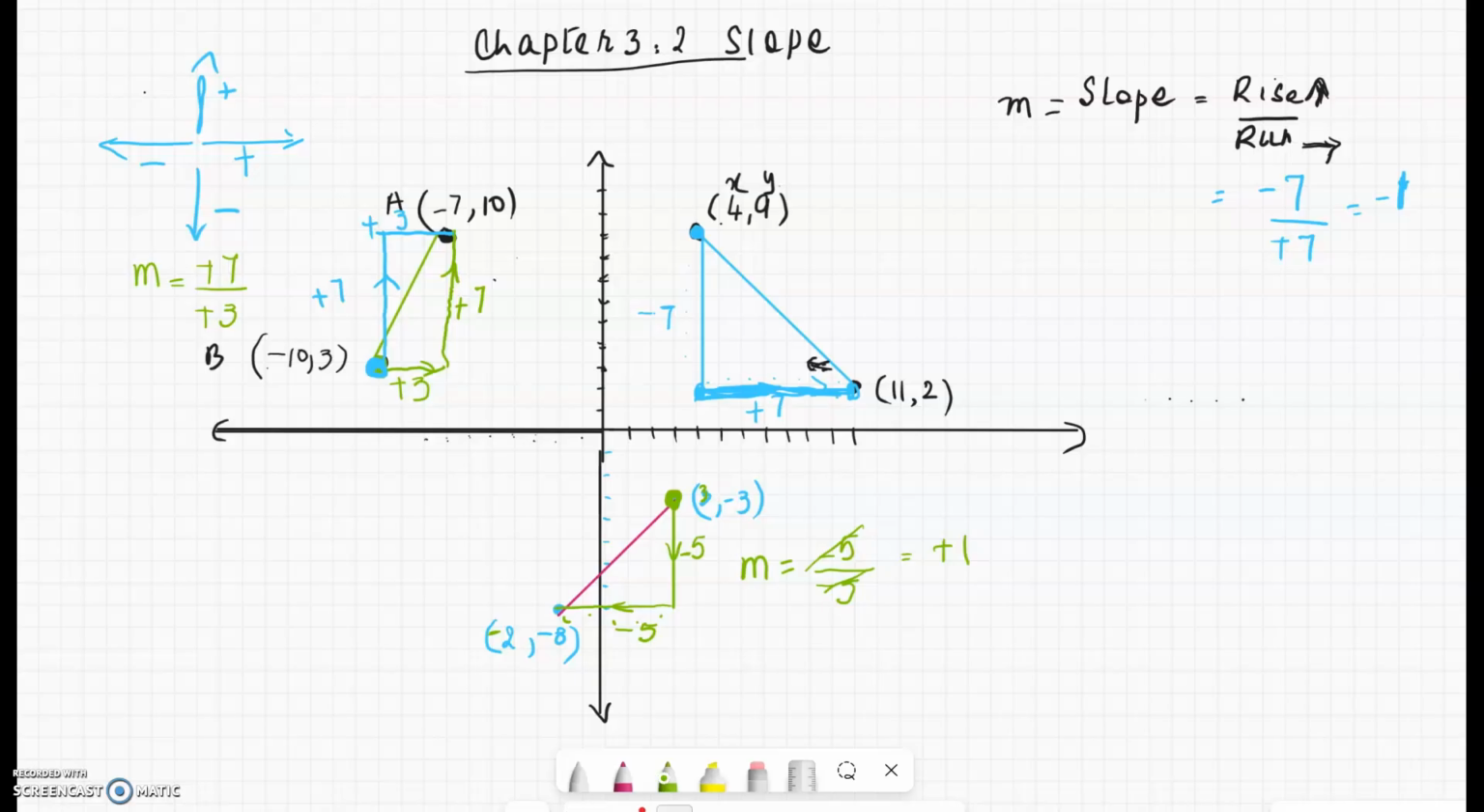And remember, that's a negative, not a positive. Negative 2.